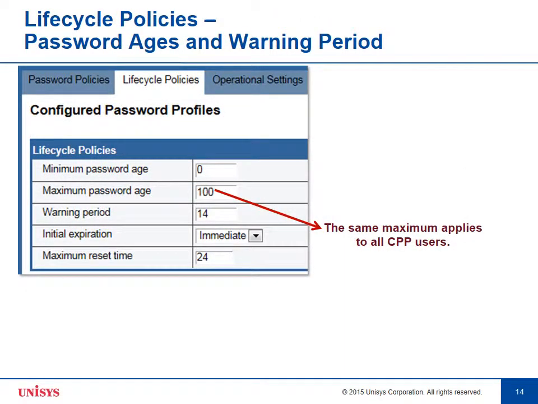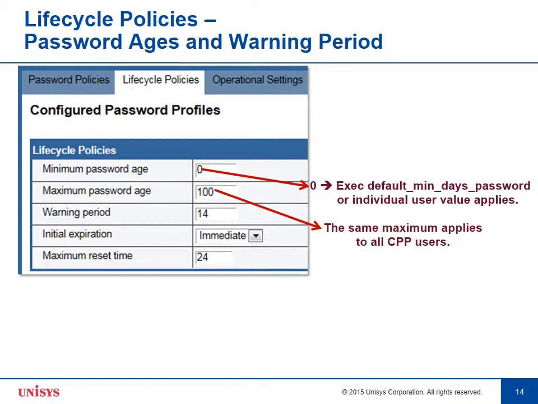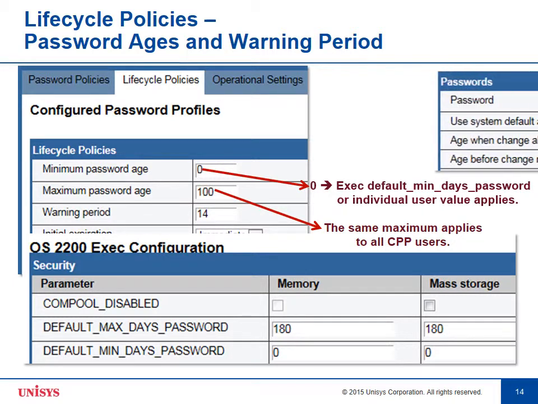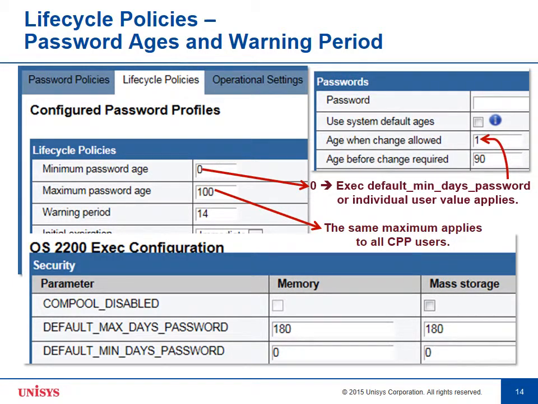Minimum and maximum password age are the first 2 of 5 lifecycle policies. If the minimum or maximum password age is set greater than 0, then the specified value applies to all user IDs that use configured password profiles. If it's set to 0, then the value given by the exec parameters default min days password or default max days password are used, and any overrides configured in individual user IDs will take effect.